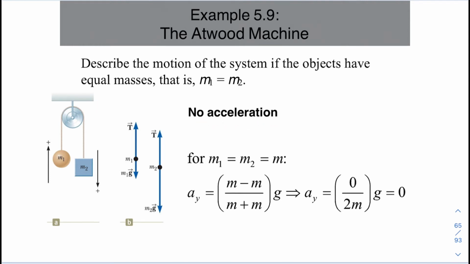Then how to prove this? You substitute M1 equivalent to M2 into the A equation. What will happen to this? 0, right? Which gives you, again, 0. It proves that both of the objects are balanced and there should be no acceleration taking place.